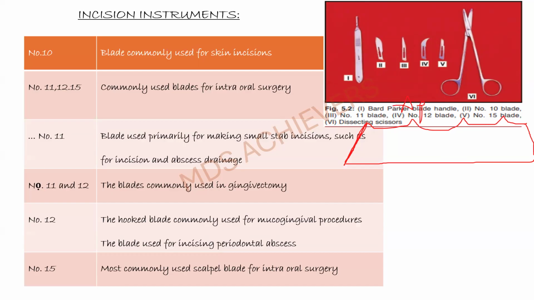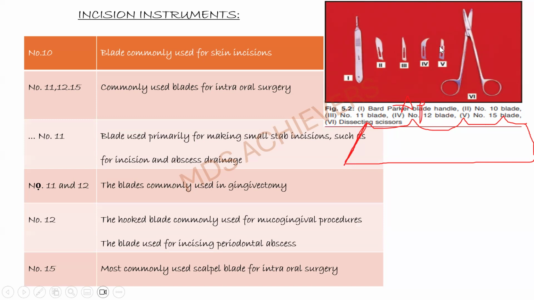If at all we do encounter any kind of abscess or any kind of swelling, then we can use this BP blade for incision. Number 11 and number 12 blades are very commonly used in gingivectomy. You can see the 12 one is going to be like this. And number 12, the hook blade, is commonly used for mucogingival procedures, and as the blade used for incising the periodontal abscess. And you can see this is the number 15 BP blade.